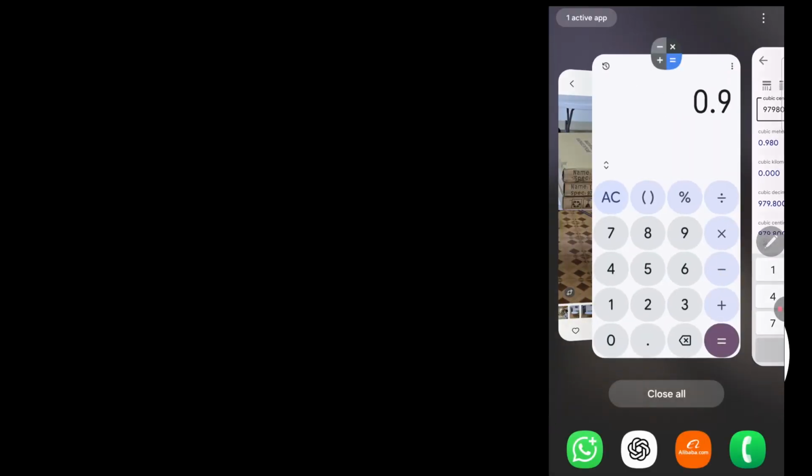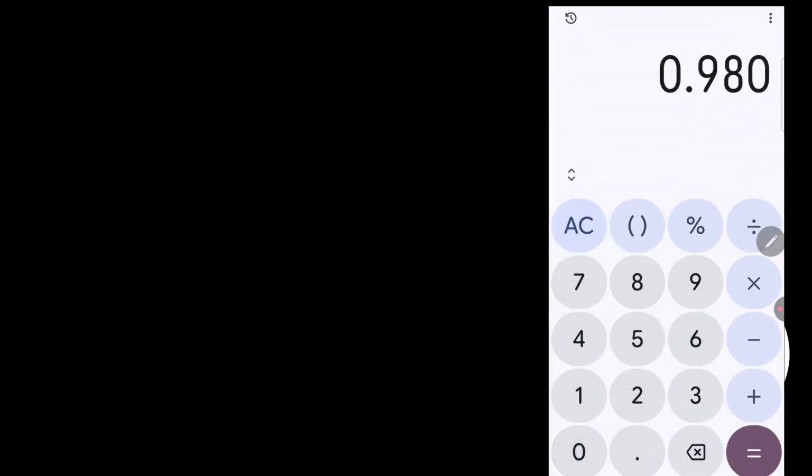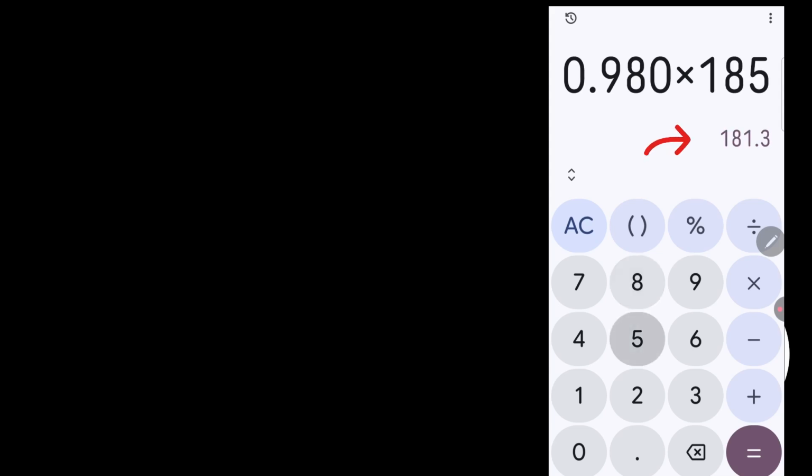So we calculate it like this. In the calculator here, 0.980 times how much do they charge us? 18,500. So that means that we have to pay $18,130 to get those boxes from China.